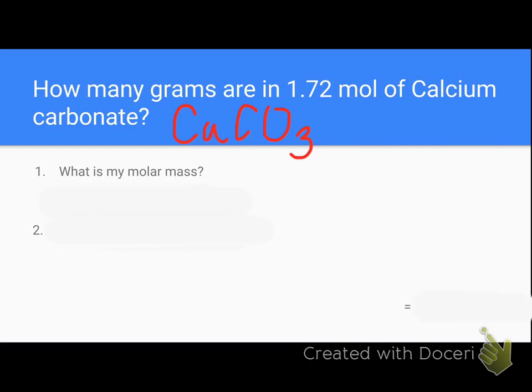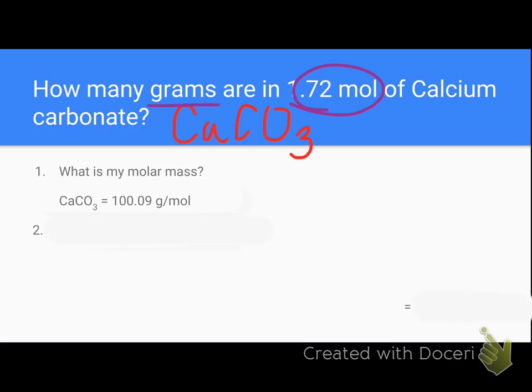So, I'm going to give you just a minute. I'm going to pause the video here, find the molar mass, come back. Alright, molar mass, you should have got 100.09 grams per mole of calcium carbonate. So in 1 mole of calcium carbonate, I have 100.09 grams. But I don't have 1 mole. I have 1.72 moles. And I want to know how many grams that is.